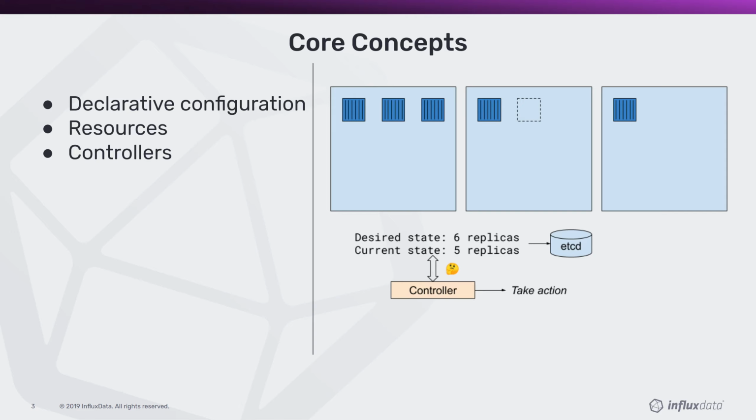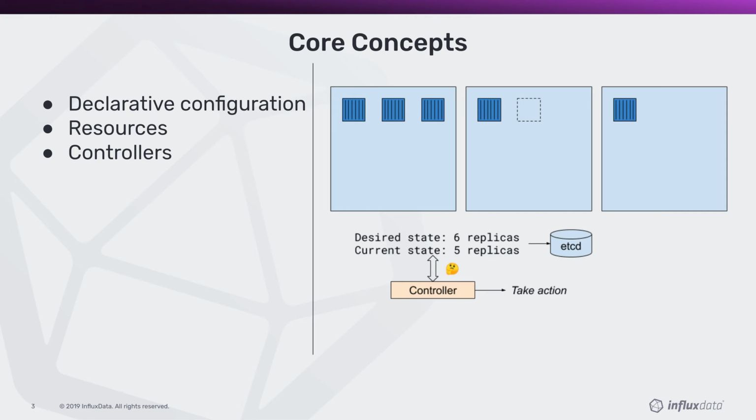And the things that we're declaring are resources. We'll learn a bit about the different kinds of resources, but you can think of them as our workloads, which ultimately end up as running containers. And the component that does the reconciliation of desired state and current state is called a controller.